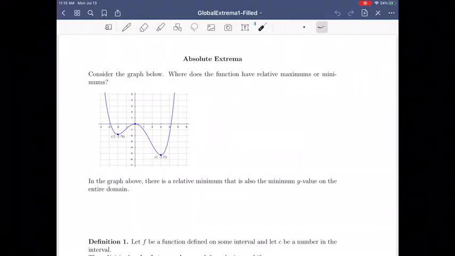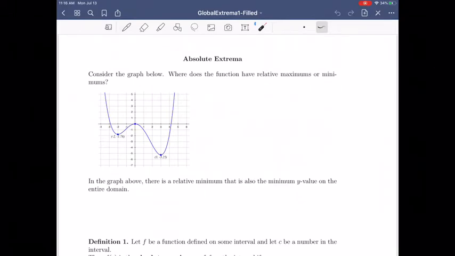In a previous video, we talked about how to find relative maximums or minimums. Here, we're going to talk about absolute extrema. Some of our relative maximums and minimums weren't just the biggest or the smallest in their neighborhood, but actually the biggest or the smallest overall for the entire domain. This is what we think of when we think of absolute extrema.